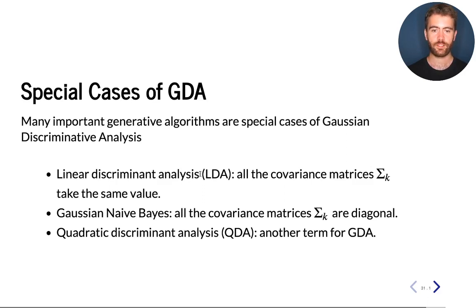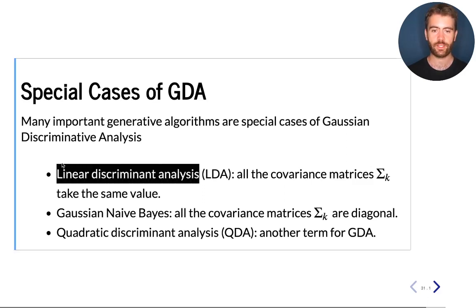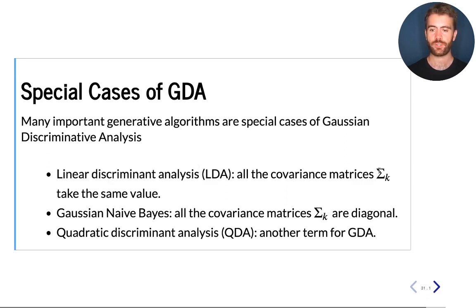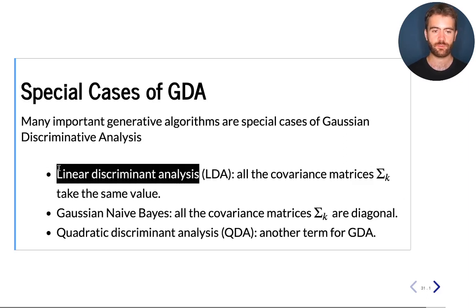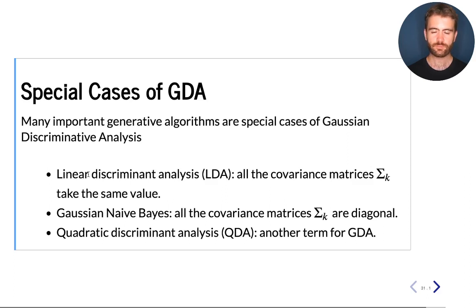GDA. Linear discriminant analysis, or LDA, is a form of GDA in which all the covariance matrices take the same value. So sigma 1 equals sigma 2 equals sigma 3. If I add this extra constraint, then we have something called linear discriminant analysis. And I will later tell you why it's linear, but in 2 words, it fits a linear decision boundary.